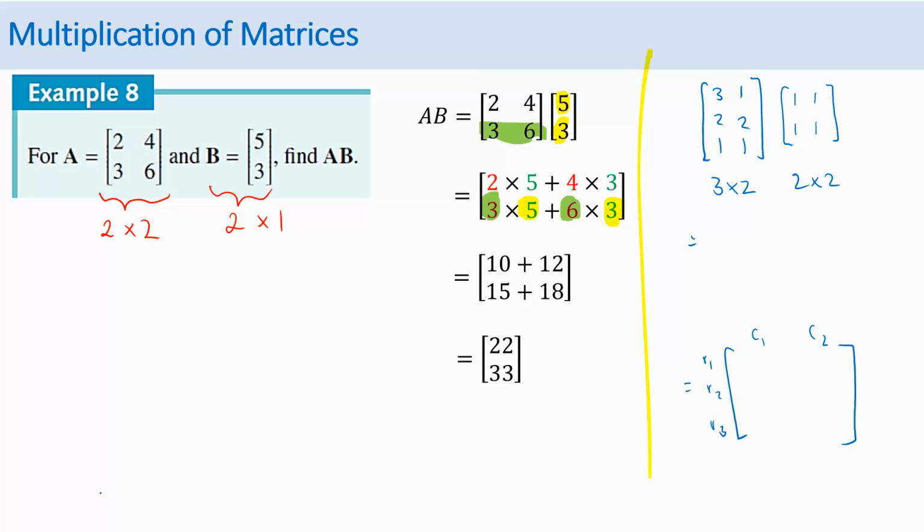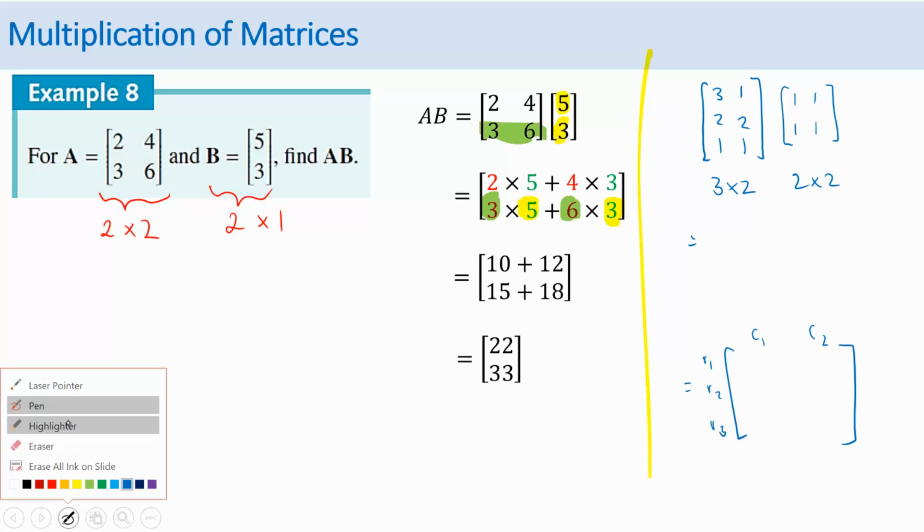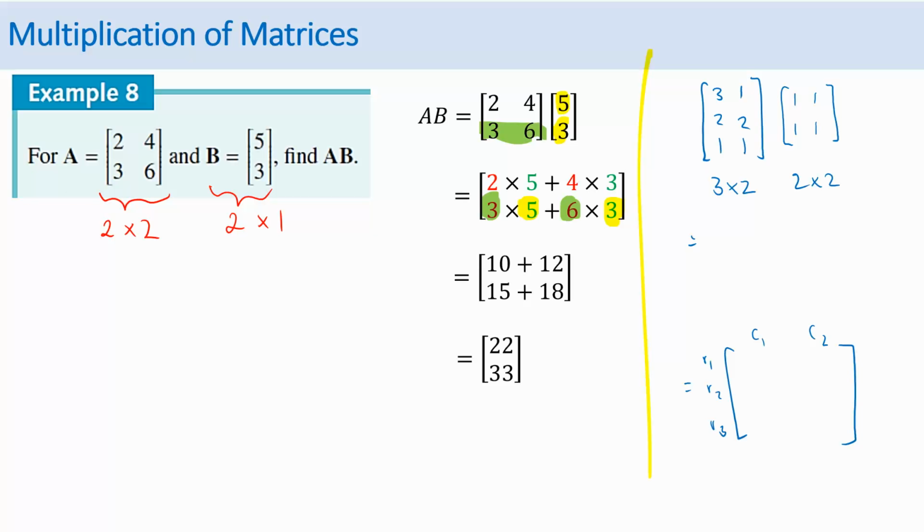Now, how do I find the answer? I'm going to highlight it again. So, what do we want? We want row 1, column 1. So I'm going to highlight row 1, column 1.